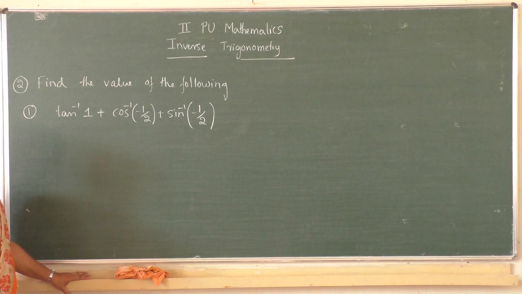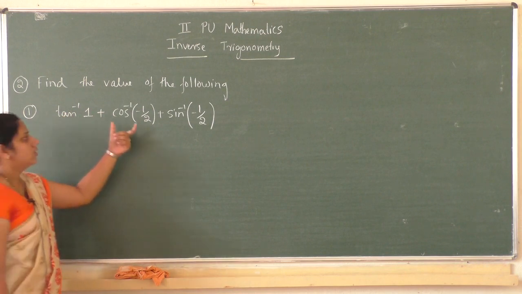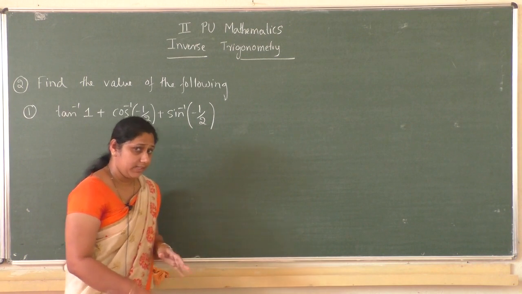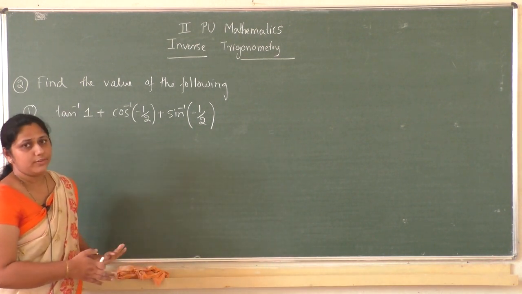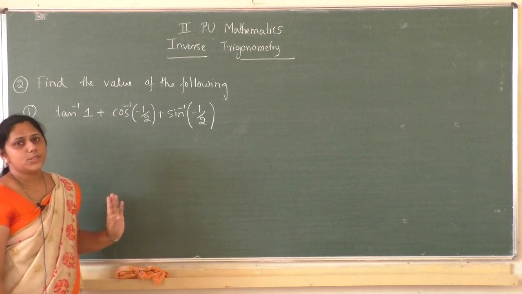See, one method is you have to find the principal value of tan inverse 1, cos inverse of minus half and sin inverse of minus half separately, then substitute the values in this equation, then simplify and get the answer. So this is the first method. Or you can use a property.